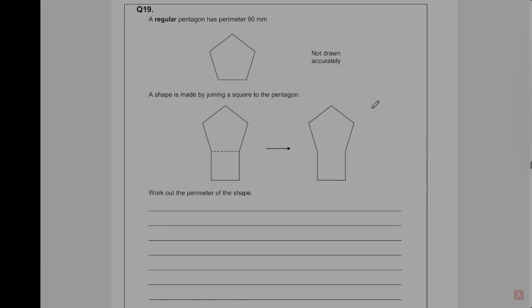Right, question 19. A regular pentagon has a perimeter of 90 millimeters. A shape is made by joining the square to the pentagon. Work out the perimeter of this shape. Okay, so I'm going to start by doing 90 divided by 5, because that will give me each length. So 90 divided by 5 is going to give me 18 millimeters. So each of these sides is going to be 18.